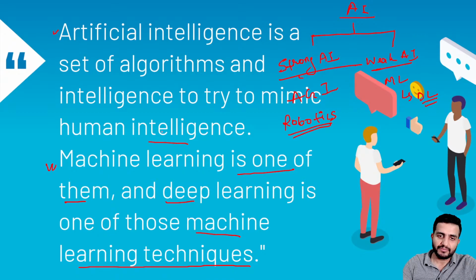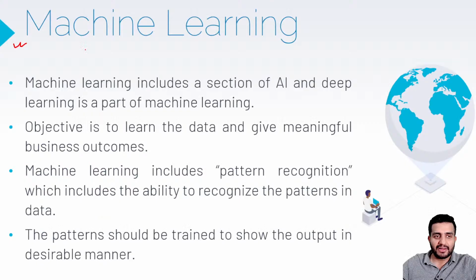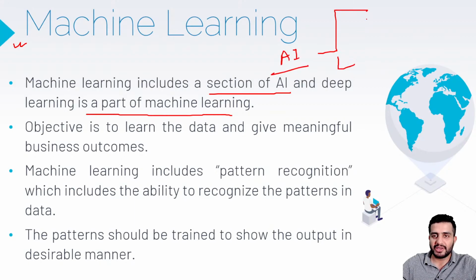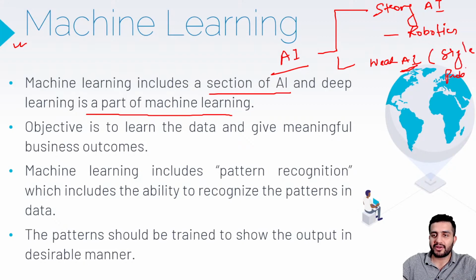Okay, quick recap of machine learning. We have already studied this. Machine learning is a section of AI, and deep learning is a part of machine learning. So we saw that. Quickly recapping again, AI, as I've told you, has two types. One is strong AI, where robotics comes into the picture. Another is weak AI. Why is it called weak AI? The objective is a single problem, right? So we're only trying to solve a single problem.